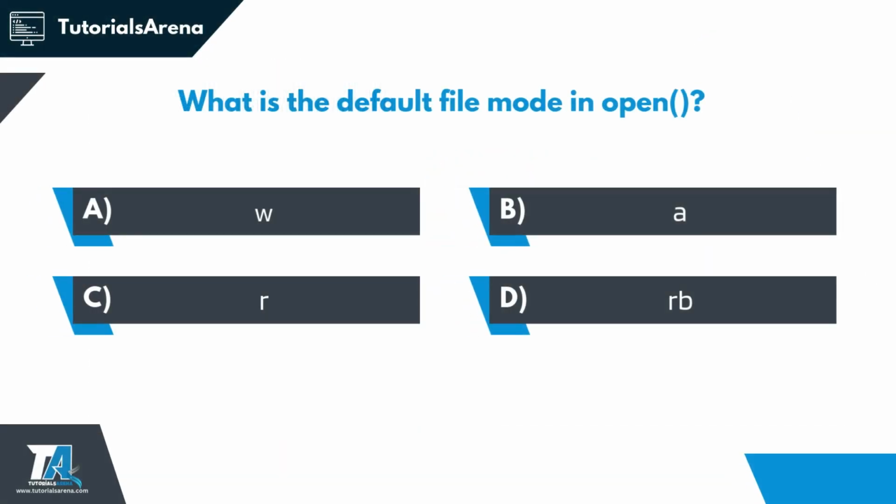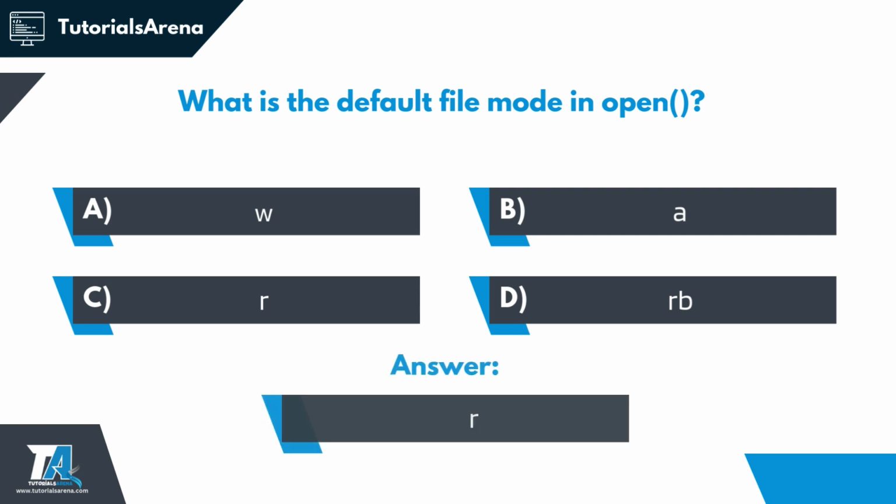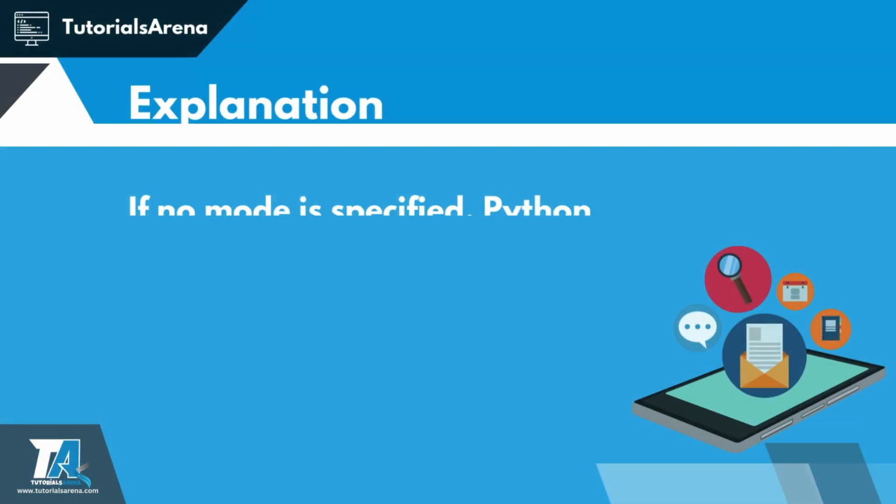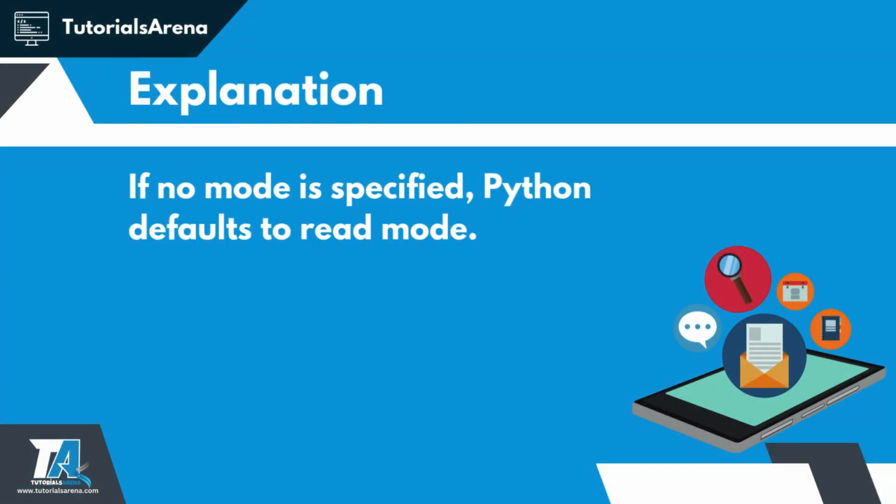What is the default file mode in open function? The correct option is option C, R, read operations. If no mode is specified, Python defaults to read mode.